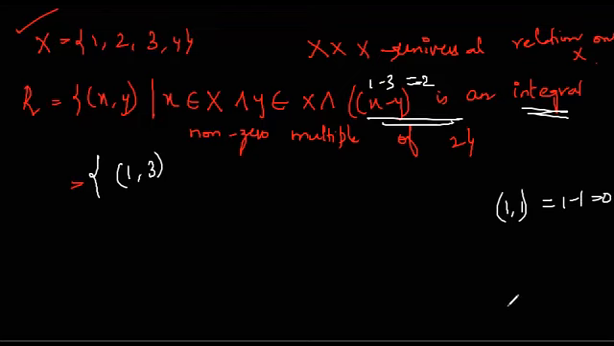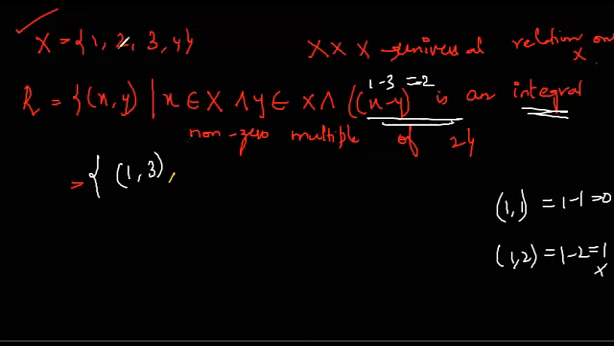So we skip 1 comma 1. The next is, can we take 1 comma 2? 1 minus 2 is equal to 1. So 1 is not a multiple of 2, so we are leaving 1 comma 2. We directly proceed with 1 comma 3. The next will be 1 comma 4. 1 comma 4 will result in 1 minus 4, which is 3, which is not a multiple of 2. So we are skipping that also.